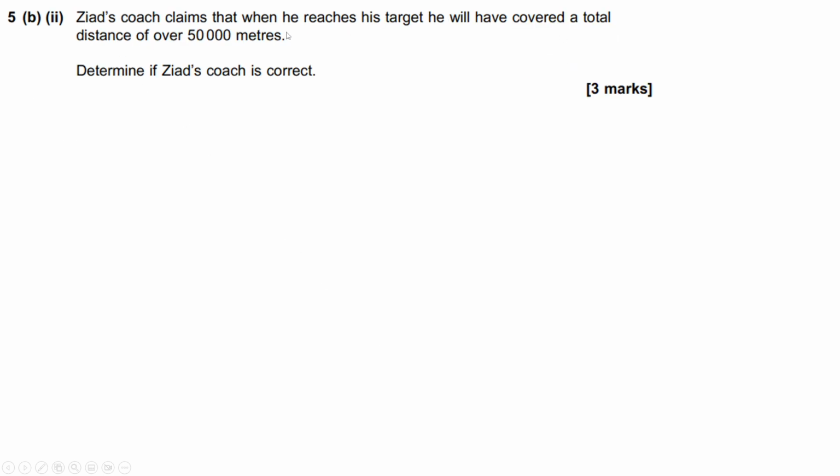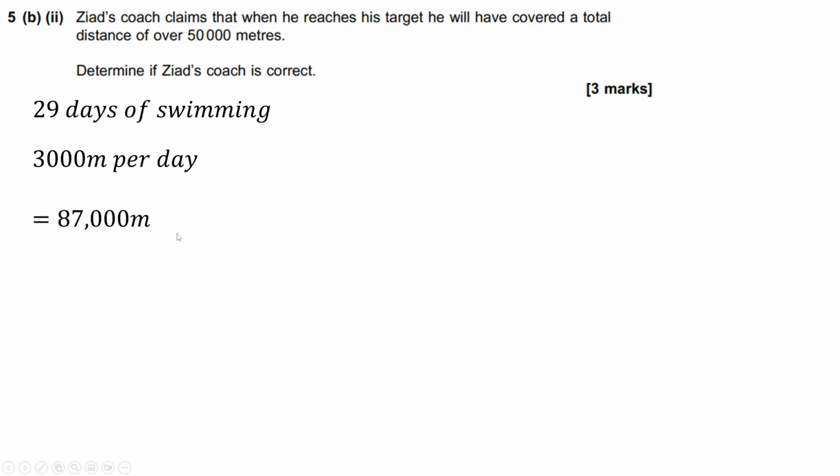The coach is saying that by the time 29 days has passed, he'll have swum over 50,000 meters. Let's just check if he's right. So 29 days of swimming is... I'm going to do it wrong the first way, and then explain why it's wrong, because this is what I feel like lots of people would do when first answering this question. So I'm guessing lots of people would say 29 days of swimming, 3,000 meters per day, that's 87,000 meters.